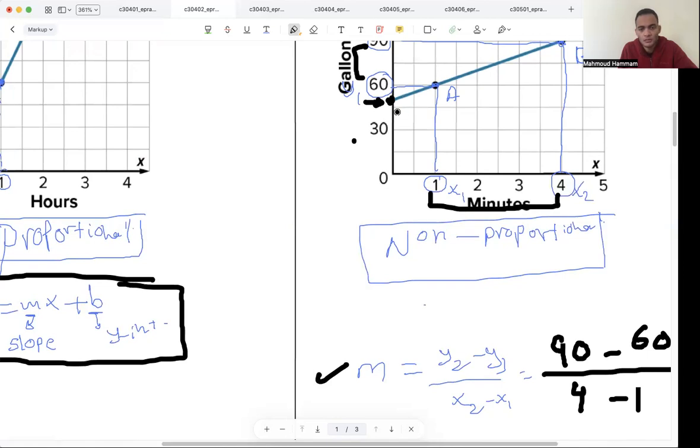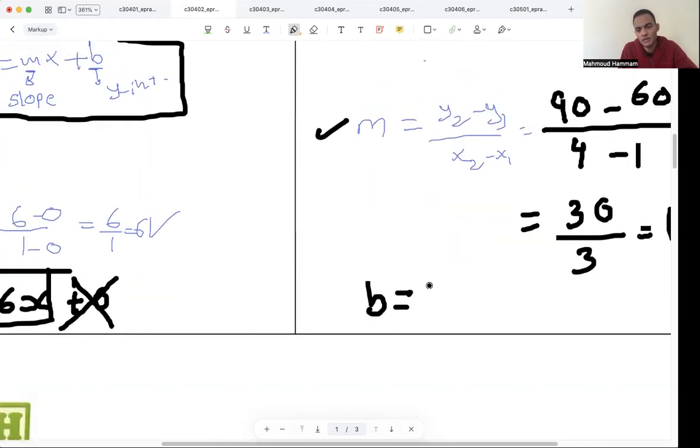What is the y-intercept? This line is cutting the y-axis where? At 45. Nearly 45 or a little bit above. So we can say 45. Or 47, something like this. Yeah, it is a little bit above 45.